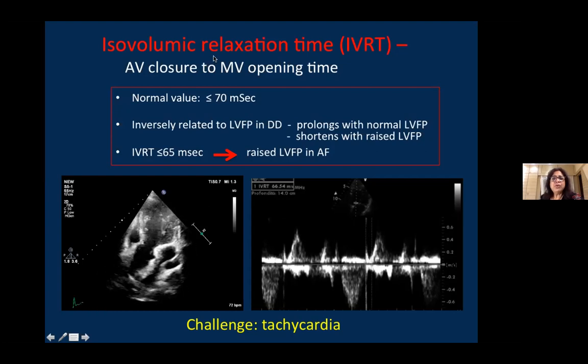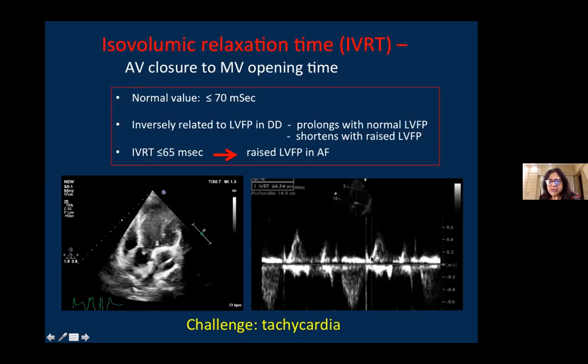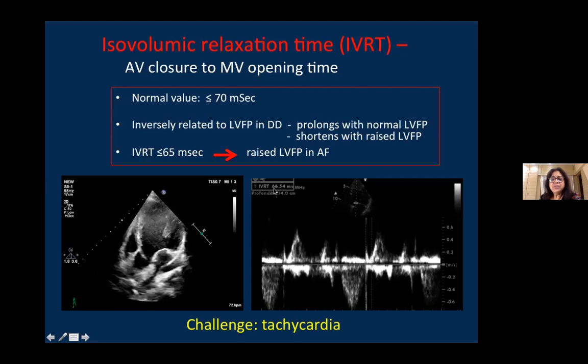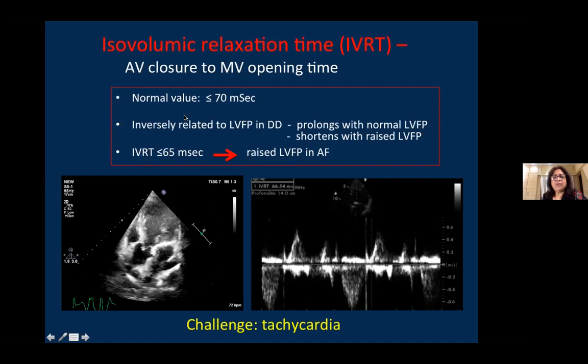Now we know that isovolumic relaxation time is the time from the aortic valve closure to mitral valve opening. Now this is the aortic forward flow. Here is the end point of the aortic forward flow. So the aortic valve closes here. And this is the beginning of the E wave. So mitral valve opens here. I am going to measure this time between the aortic valve closure and the mitral valve opening. So what is the time here? 66.54 milliseconds. Now let us see what is the normal value. Normal value should be less than 70 milliseconds.